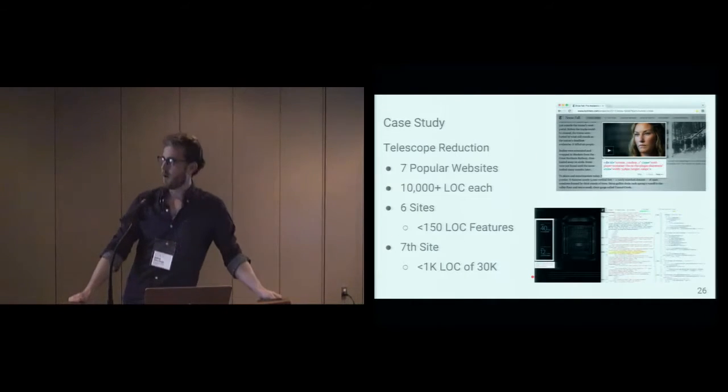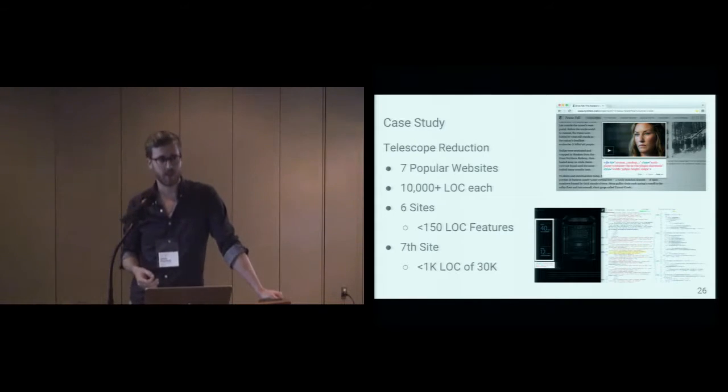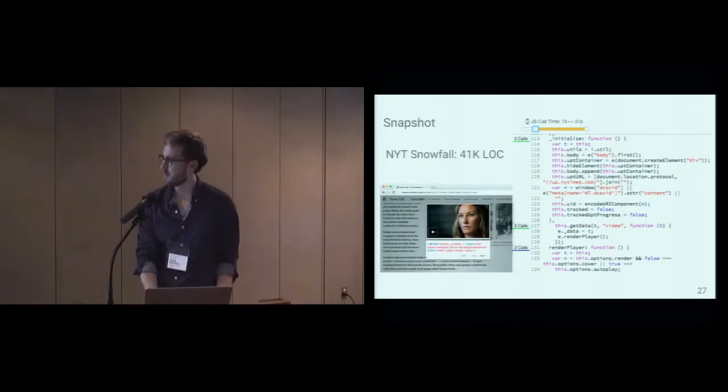So how did this work on the websites that we tested on a larger scale? We tested it on 7 very popular websites, with very neat interactions, each with over 10,000 lines of code. 6 of those websites yielded an interaction technique with less than 150 lines of code as a starting point in Telescope. The 7th site was less than 1,000 lines of code out of 30,000. 150 lines was a significant goal for us, just to explain the high-level interaction that happens, because we feel that's low barrier enough.